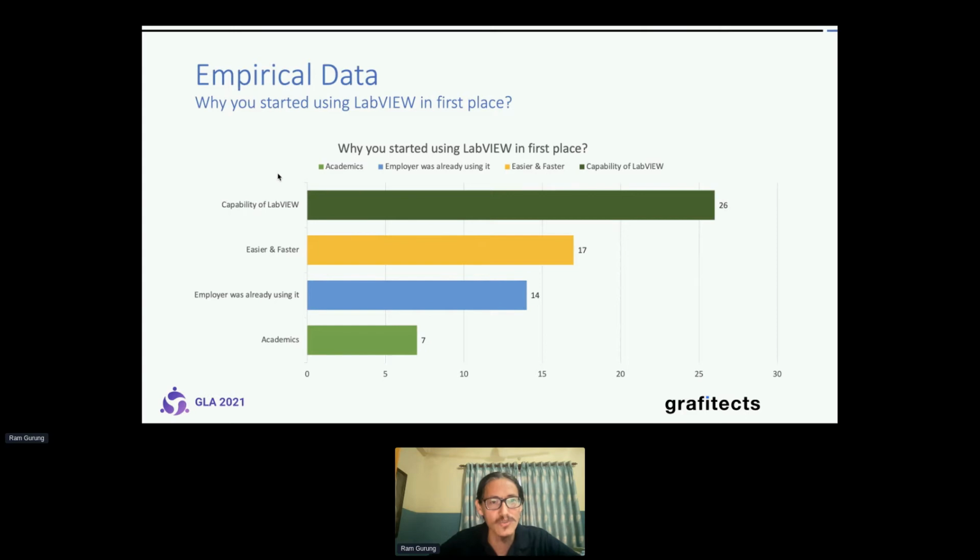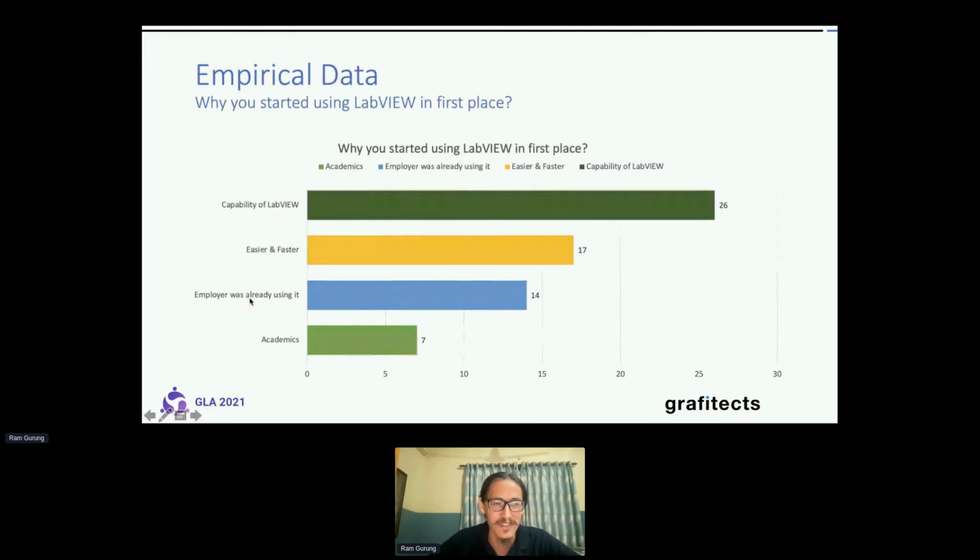The results show that the first question we asked was why you started using LabVIEW in the first place, because this is a very primary question. The majority of people saw the capability of LabVIEW. This is a very strong point, and that was the main reason they selected it. The second best was easier and faster, as we all know, it's intuitive and graphical in nature. Again, I'm not putting words into your head.